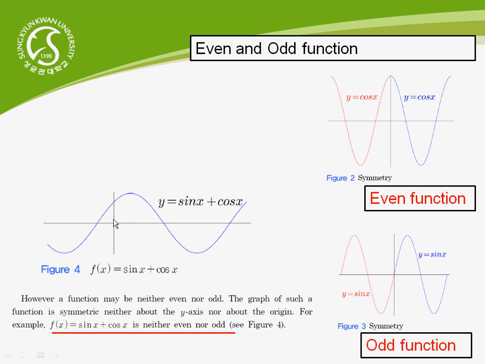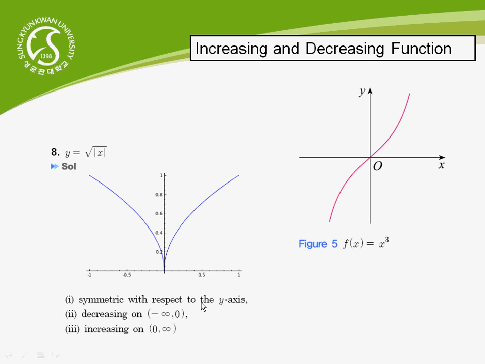Okay, and this is y equals sine x plus cosine x. This is not an example of even or odd functions. This f of x, sine x plus cosine x, is neither an even nor an odd function. This function is decreasing on this domain and increasing on this domain. This function increases on the whole domain.